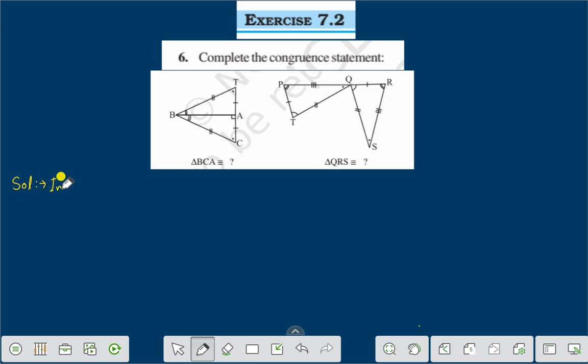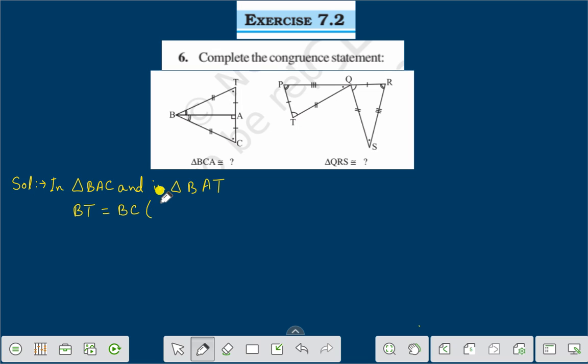In triangle BAC and in triangle BAT, it is given that side BT is equal to BC.